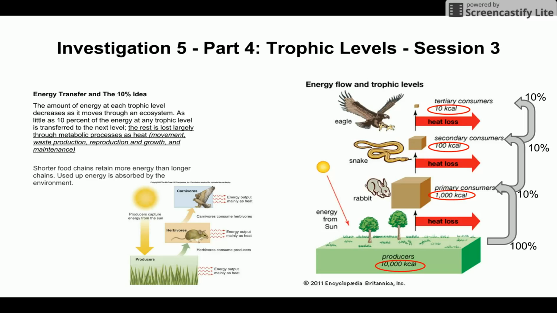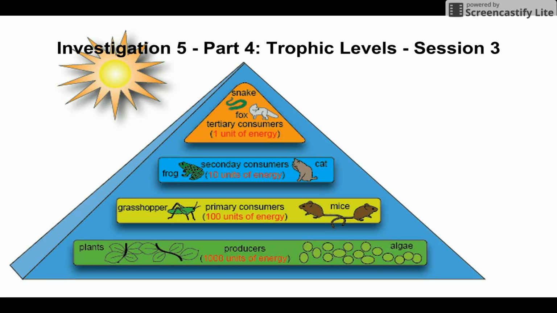Part 4, Trophic Levels, Session 3. Discuss in depth the energy transfer and the 10% idea. Remind students that not all energy is given from one organism to the other. A lot of energy is lost in the environment, and a lot of energy is used up through movement, waste production, reproduction and growth, and maintenance. This is just another example of the amount of energy that moves from one level to another. This concludes Investigation 5.